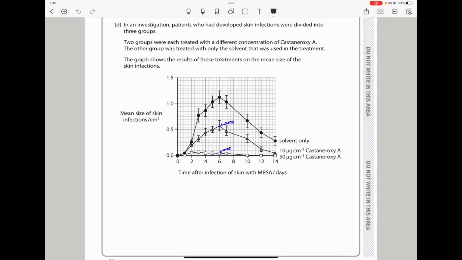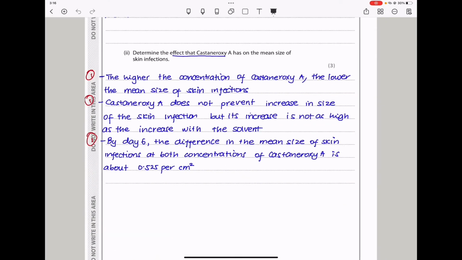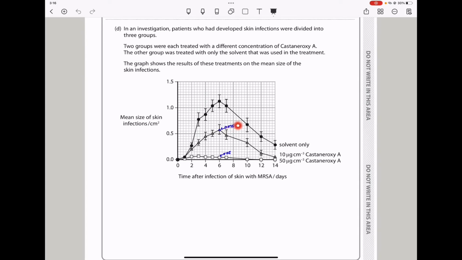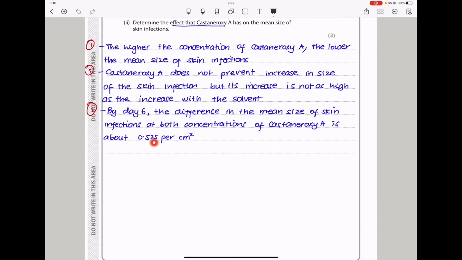This means, based on the results we see here, even with a high concentration of 50 microgram per centimeter cubed, we still see some skin infection appearing. So a higher concentration causes a decrease in the mean size, but it does not fully prevent skin infections. So the increase is not as high as the increase with the solvent only. Also by day 6, the difference in the mean size of skin infections at both concentrations of Castaneroxy A is about 0.5 per centimeter squared. If you look at the difference, we have 0.375 and 0.05. The difference in area is going to be 0.525 per centimeter squared.